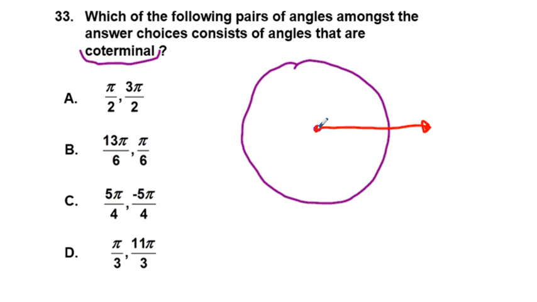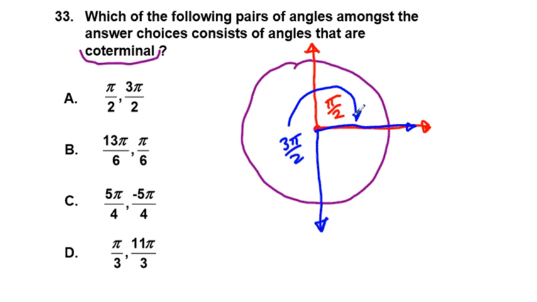Let's take answer A, for instance. We have pi over 2, which is right here, equivalent to 90 degrees. This is the angle of pi over 2. And then 3 pi over 2 is going to be the rotation down here. I'll put this in blue. We go all the way around to the bottom of the unit circle. So here's 3 pi over 2, which is equivalent to 270 degrees.